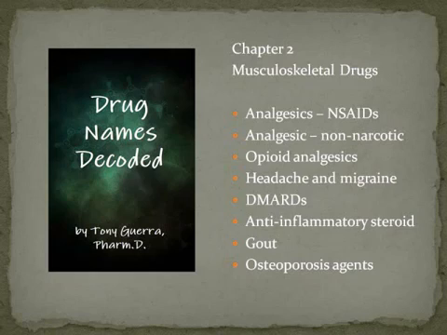This is another acronym, the DMARDs, the disease-modifying anti-rheumatic drugs, anti-inflammatories, and steroids. Some of the NSAIDs have anti-inflammatory activity, but in this case we're going to talk about the anti-inflammatory steroid, drugs for gout, and then drugs for osteoporosis. So NSAID analgesics, non-narcotic analgesics, opioid analgesics, headache and migraine drugs, DMARDs, which are disease-modifying anti-rheumatic drugs, the anti-inflammatory steroid, gout, and osteoporosis agents.